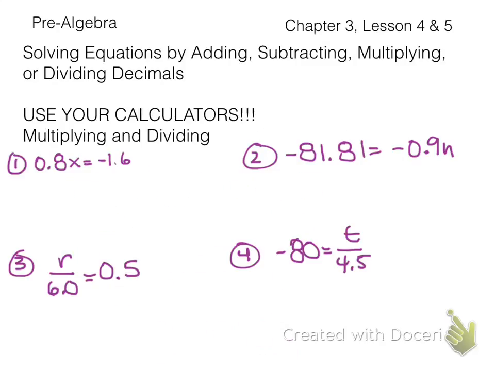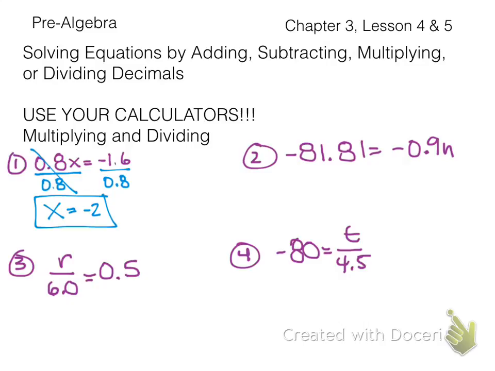All right, now let's move on to some multiplying and dividing. Just remember we're doing the opposite operation. So in number one, if we have 0.8x equals negative 1.6, the opposite of multiplying is dividing, so I'm going to divide. But what I do to one side, I have to do to the other side. That cancels out, leaving me just x on the left, and negative 1.6 divided by 0.8 is going to give me negative 2. Okay?